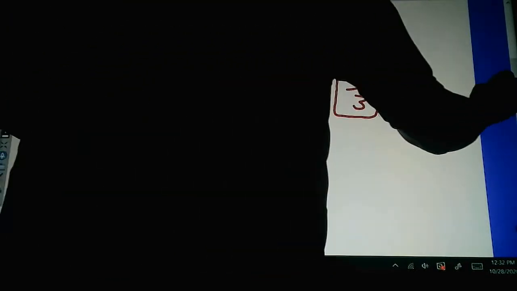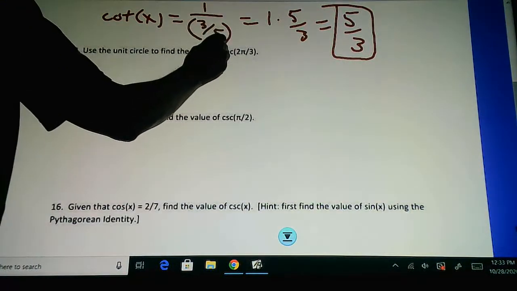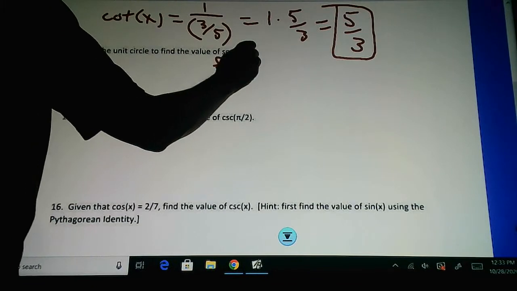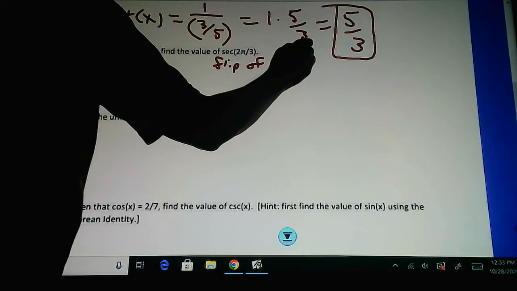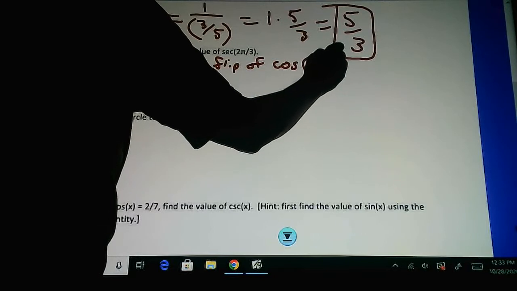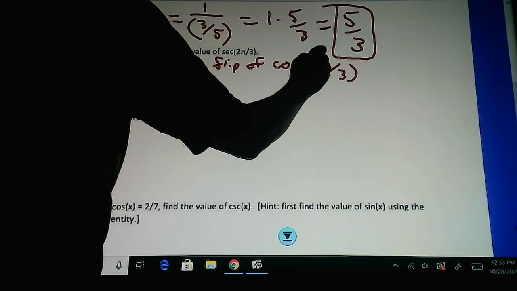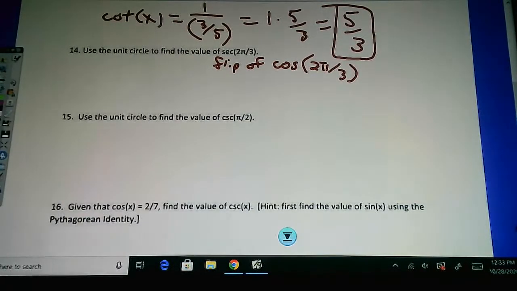Number 14. Secant, remember, secant is the flip of cosine. So we have to find cosine of 2 pi thirds. We did that several weeks ago, almost a month ago, using our unit circle.